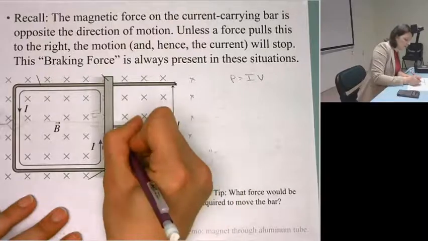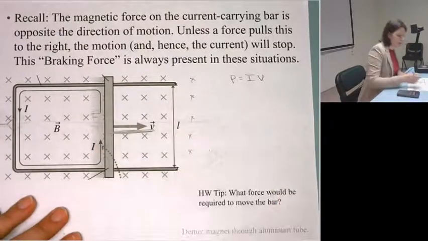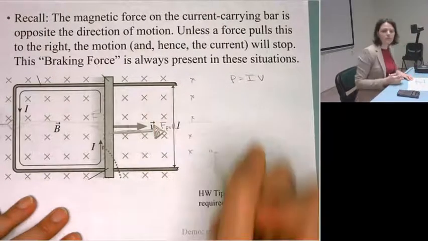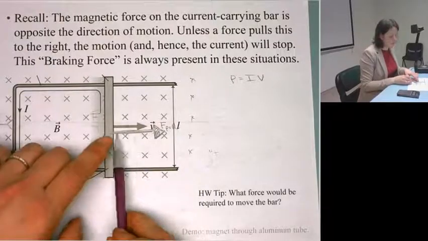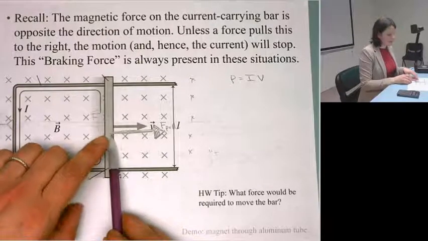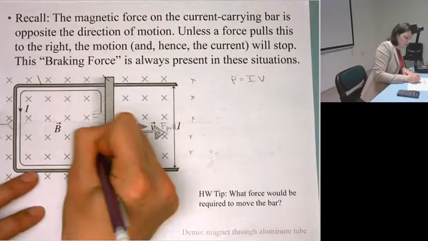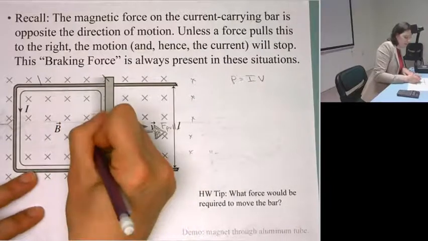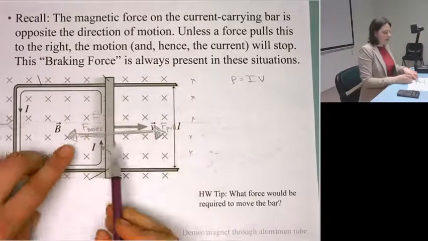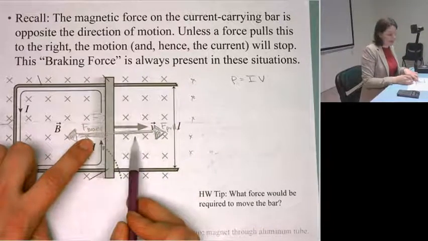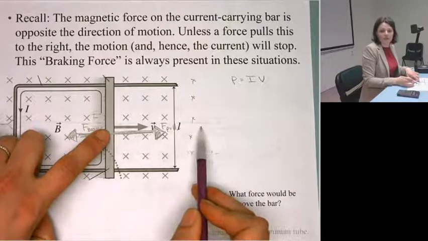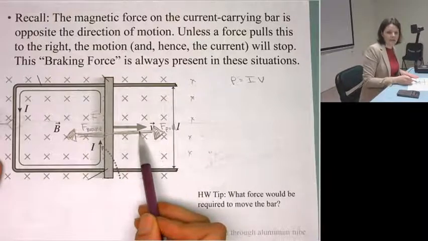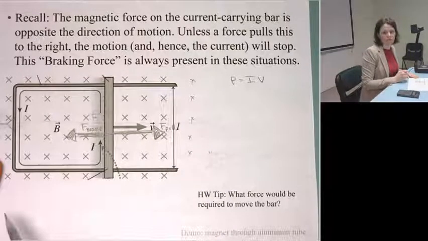Okay. So in order to make this move, there has to be a pulling force. Okay. And if there's a pulling force that's pulling it to the right, well, that must mean that there's some sort of braking force that's pulling this to the left. And if these two are equal and opposite in magnitude, then we can have this bar traveling at a constant speed, because we know from Newton's first law that an object can travel at a constant speed. It doesn't speed up or slow down as long as there's no net force.